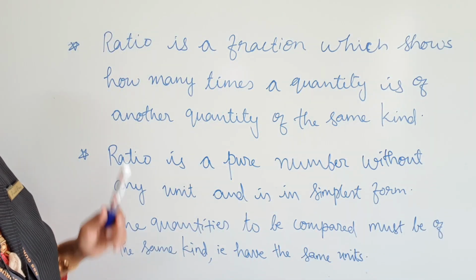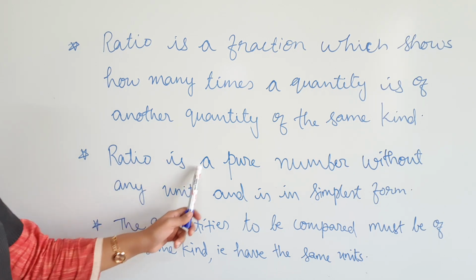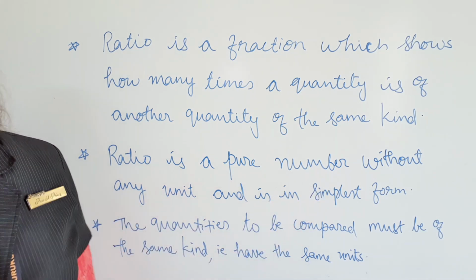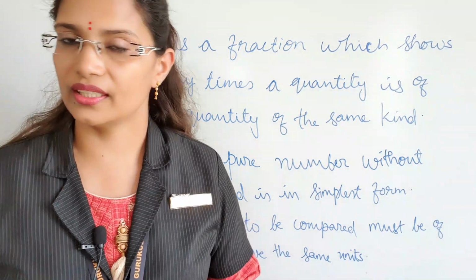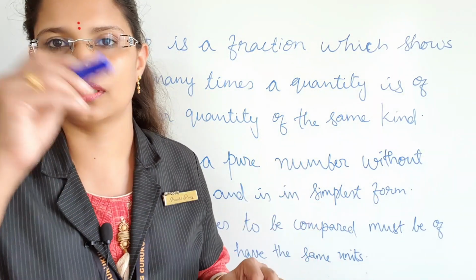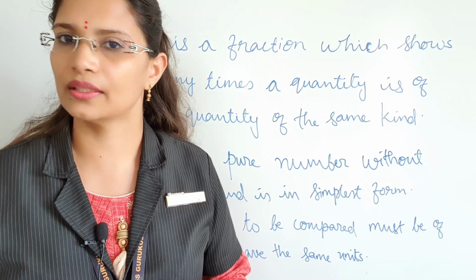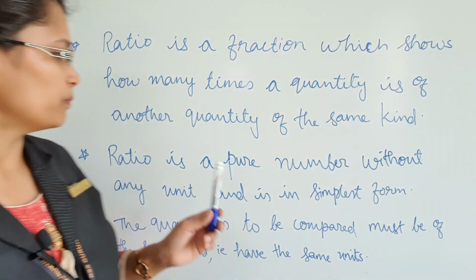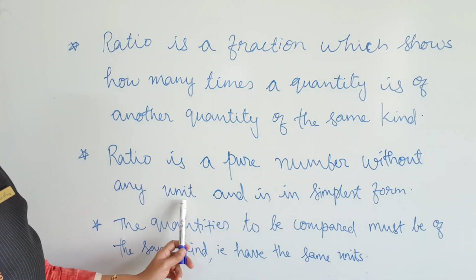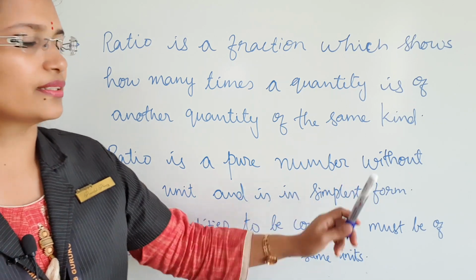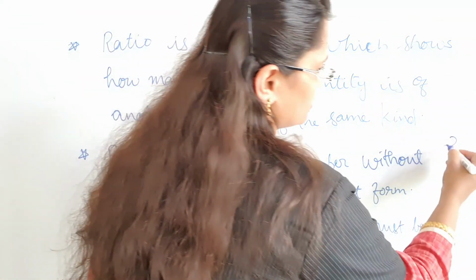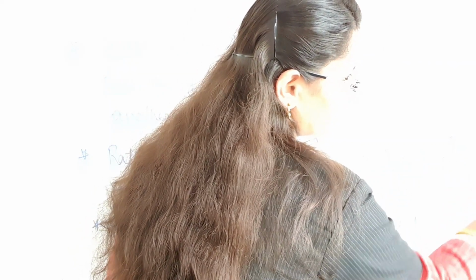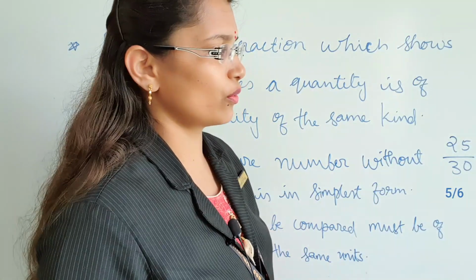Then let us check some of the properties of ratio. Ratio is a pure number without any unit and is in simplest form. You learned already in the previous class, we do not write any units: 3 by 5, 4 by 5, 4 is to 5, like that only we used to write, right? No unit, centimeter, kilometer, nothing, right? So, it is a pure number without any unit and is in simplest form. Suppose if the ratio is 25 by 30, how can you write this? 5 by 6. This is the simplest form, right?